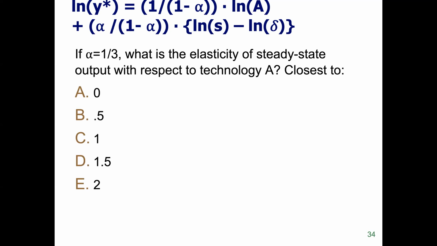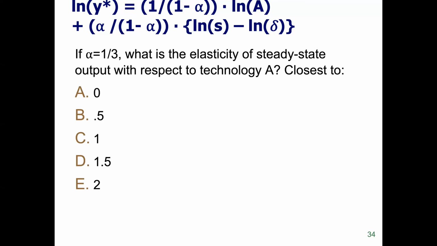Okay, what are we going to get? Well, the coefficient of log A is the elasticity, because we've got logs on both sides. We've got log steady state output depending on log technology. So the coefficient we're concerned with is 1 over the quantity 1 minus alpha. Well, 1 minus alpha is 2/3. 1 over 2/3 is 1.5. So the answer is 1.5.